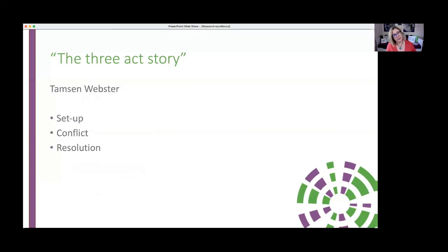Tamsin Webster, in this excellent book, speaks about a 3-act story, and I think we're all very familiar with these. So, every blockbuster largely is that, where we have a setup, and that is the average day in the life of whoever it might be.